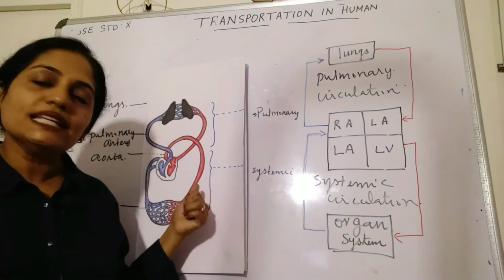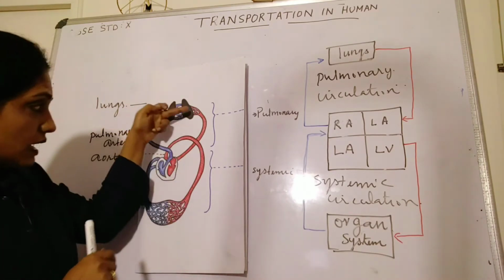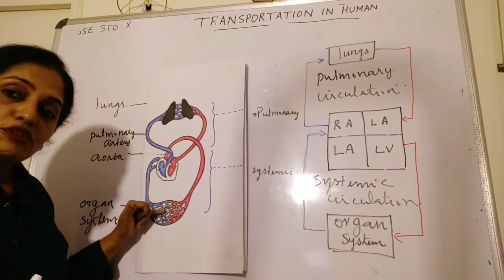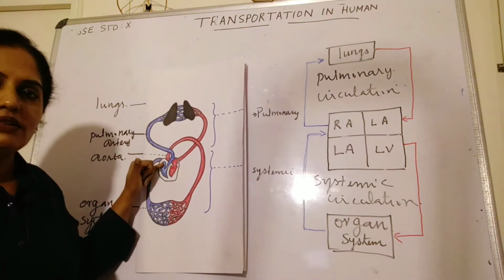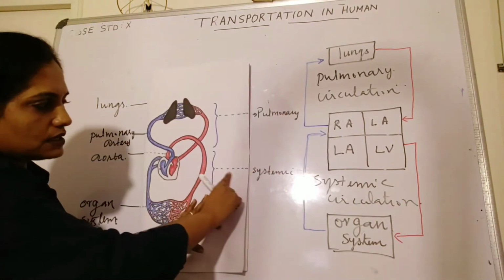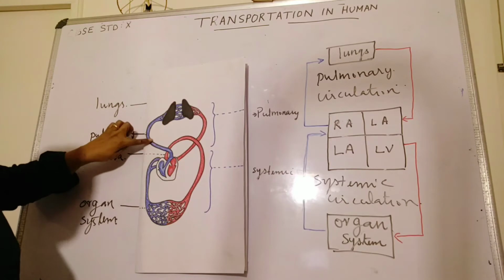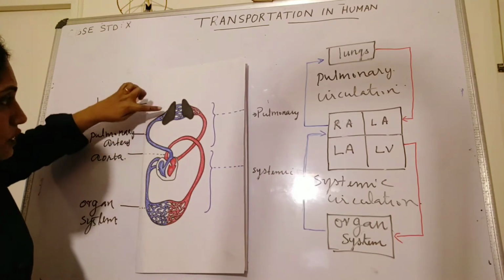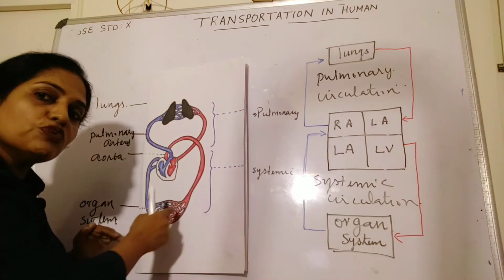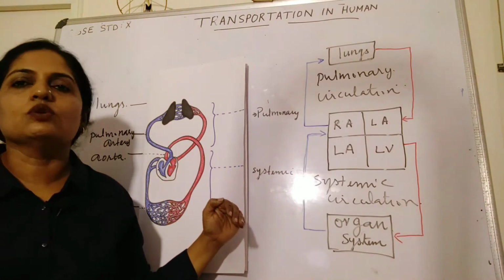Here we see that blood flows into the heart 2 times in a cycle, that is from the lungs to the heart and again from the different parts of the body to the heart. So this is the pulmonary circulation and this part is the systemic circulation, and here you can see the pulmonary artery that takes blood towards the lungs, and the aorta that takes blood to different parts of the body. So this is all about double circulation.